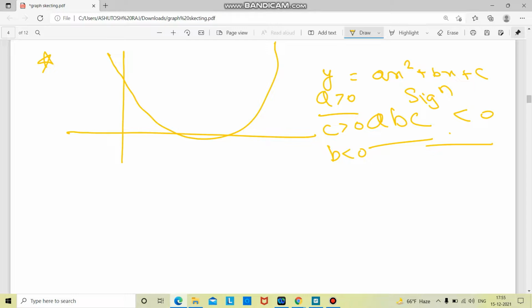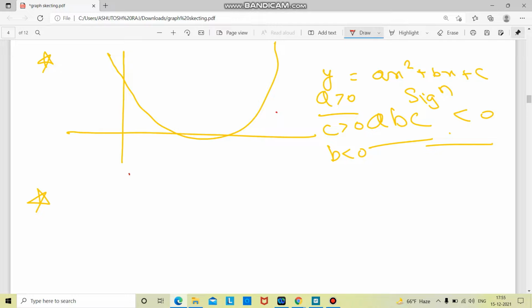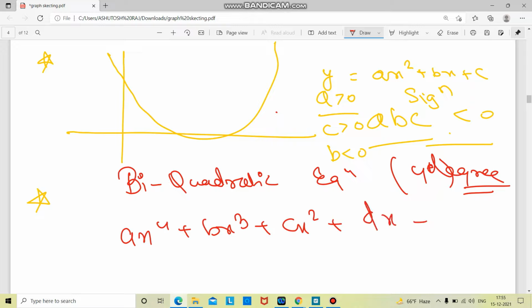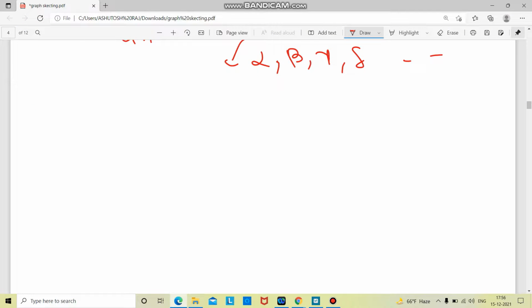Now we can discuss one more question on the biquadratic equation. As we have seen the cubic equation, on the same basis there is a biquadratic equation. It is of 4 degree. It is something like this: ax to the power 4 plus bx cube plus cx square plus dx plus e equal to 0. It has roots alpha, beta, gamma, delta. And there can be 4 relations as we have derived in cubic and quadratic.